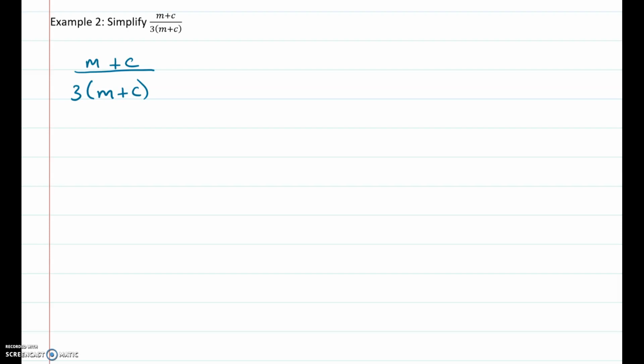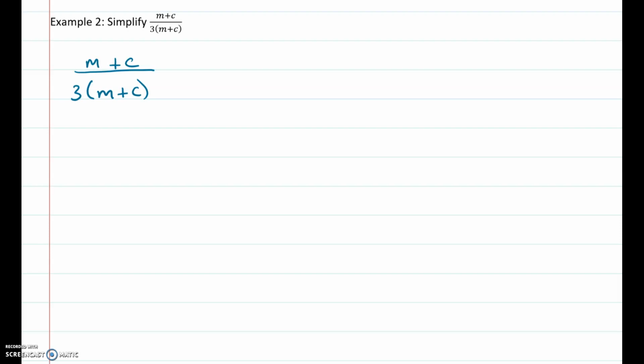Okay? And that's key. Because if there's nothing added on to the m plus c, then this entire unit, m plus c, think of it as one block. That block is available for cancelling if we've got an m plus c on the top as well. And in this case we do.